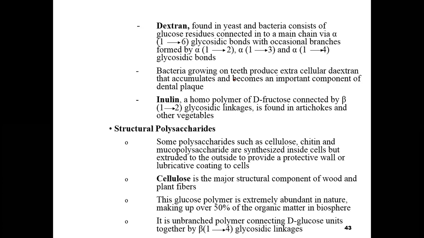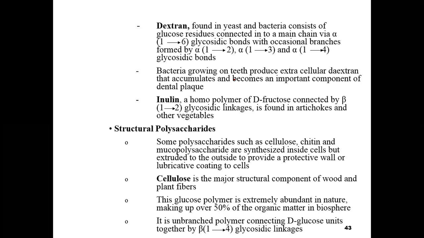Now, the second form of polysaccharides are the structural polysaccharides. Some polysaccharides, such as cellulose, chitin, and mucopolysaccharides, are synthesized inside the cells but extruded to the outside to provide a protective wall or lubricative coating to cells.